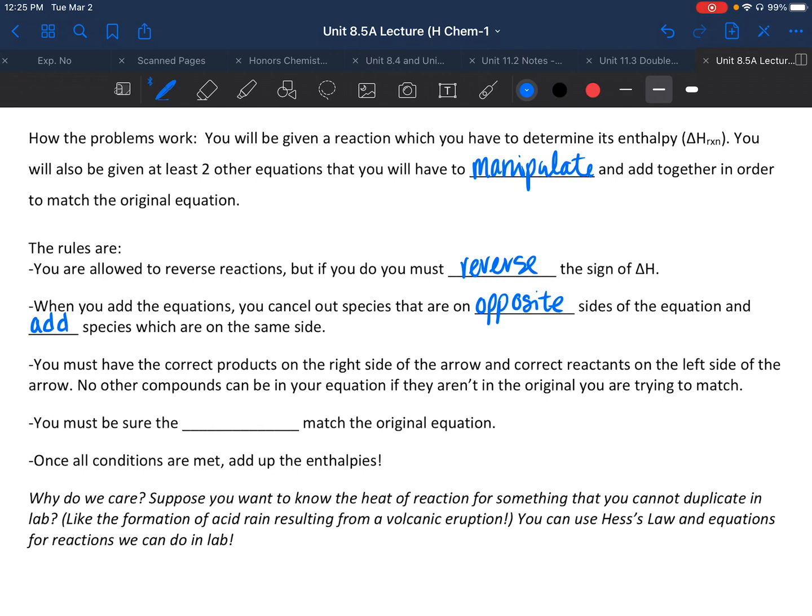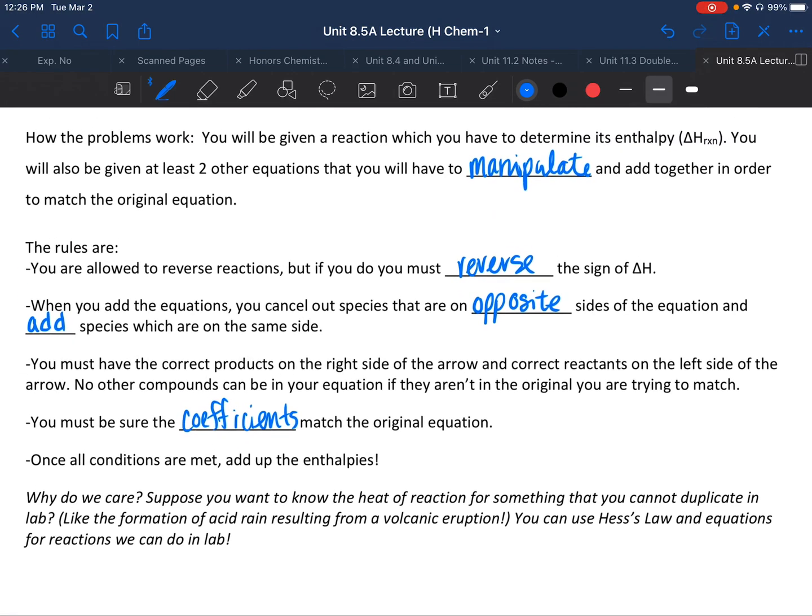And so, of course, you must have the correct products on the right side of the arrow and reactants on the left, that's where they belong, and no other compounds can be in your equation if they're not in the one you're trying to match. Lastly, make sure that the coefficients match. So if you're supposed to have two moles of something, you only have one, you did something wrong. And so once you're done manipulating and adding up, you find the target equation, you add up all the enthalpies.